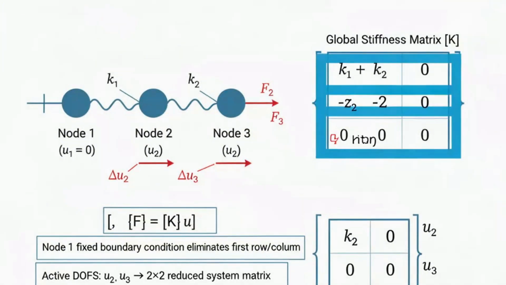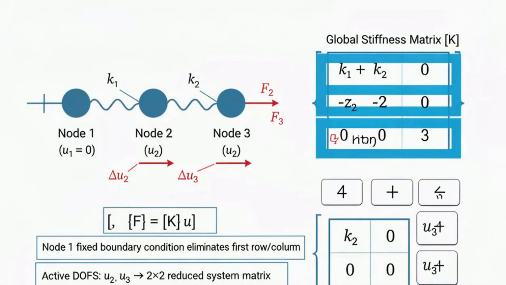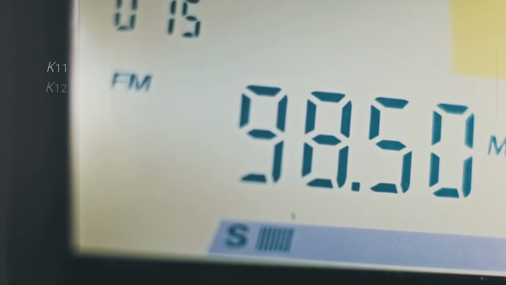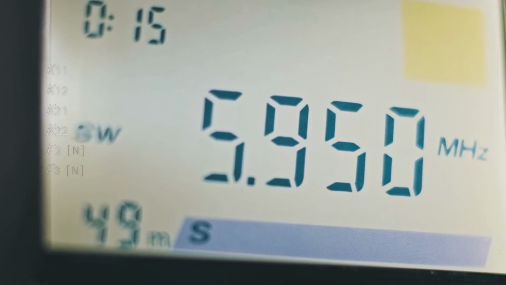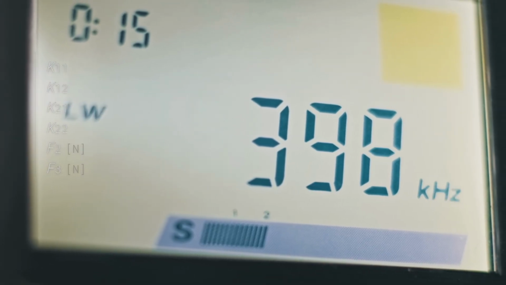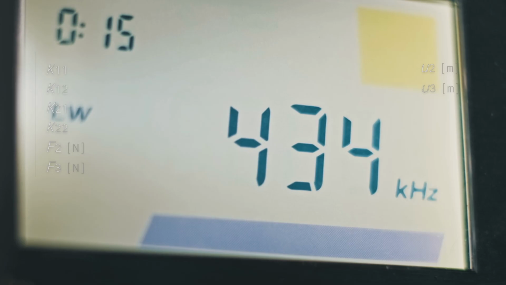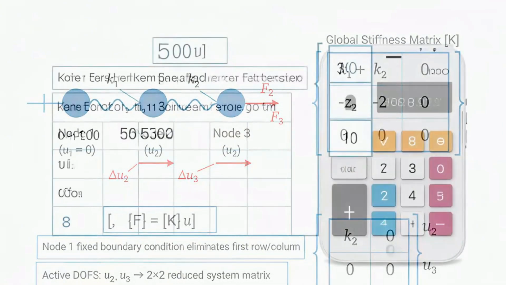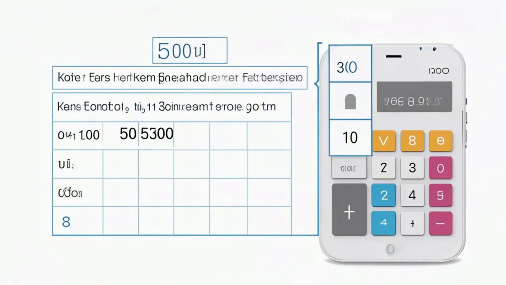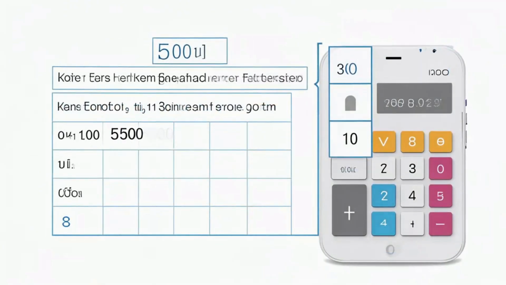The input fields include spring constant K1, K2, and K3 in newtons per meter, parallel spring K1 and K2, series spring K3, stiffness matrix elements K11, K12, K21, and K22, force F2 and F3 in newtons, and displacement U2 and U3 in meters. For our example, I'll enter spring constant K1 as 5,000 and K2 as 3,000 newtons per meter.